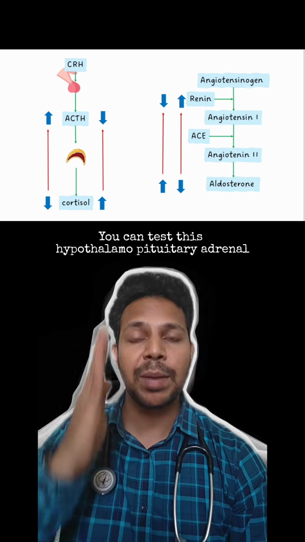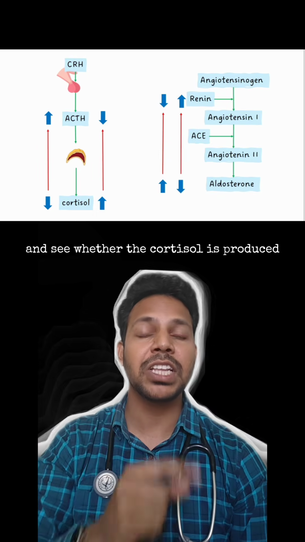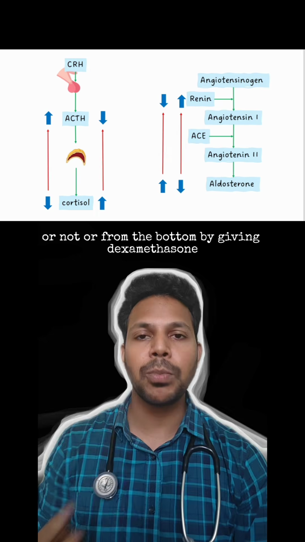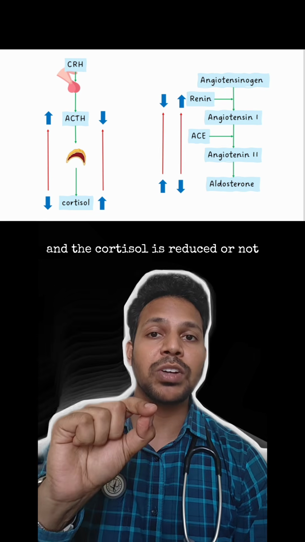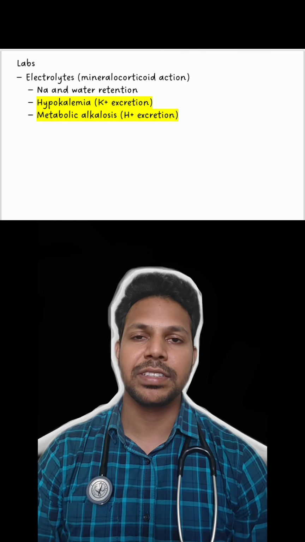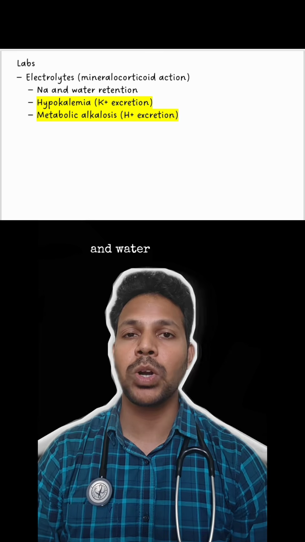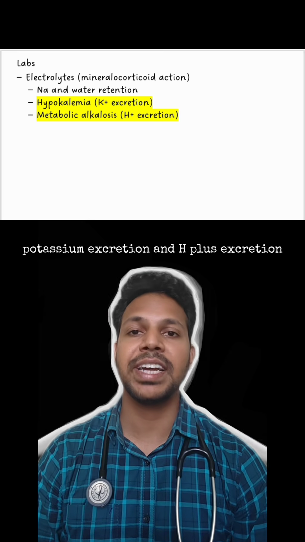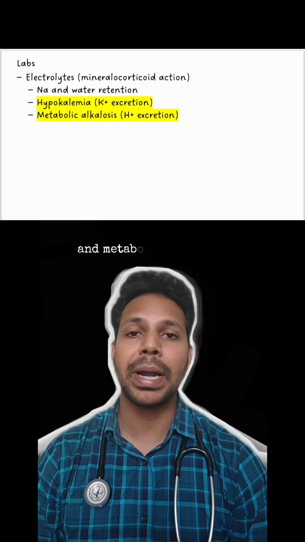You can test this hypothalamo-pituitary adrenal axis from the top by giving CRH and see whether the cortisol is produced or not. Or from the bottom by giving dexamethasone, thereby suppression of ACTH, and see whether the cortisol is reduced or not. When you look at the lab investigations, you can see these. The glucocorticoids will have a mineralocorticoid action as well. That is why there is sodium and water retention, potassium excretion and H+ excretion. Because of this, the patient will have hypokalemia and metabolic alkalosis.